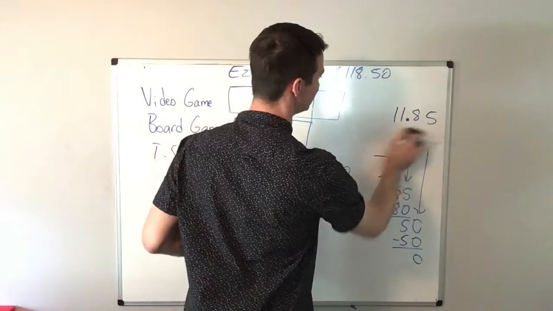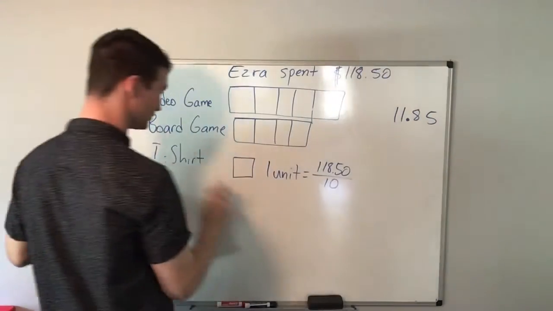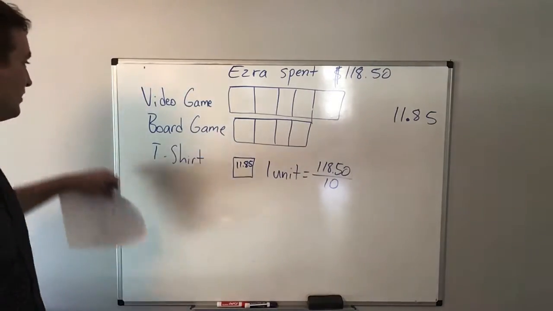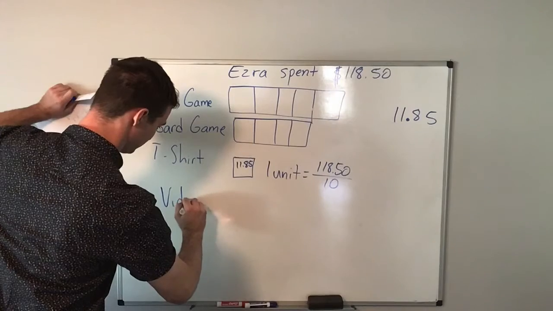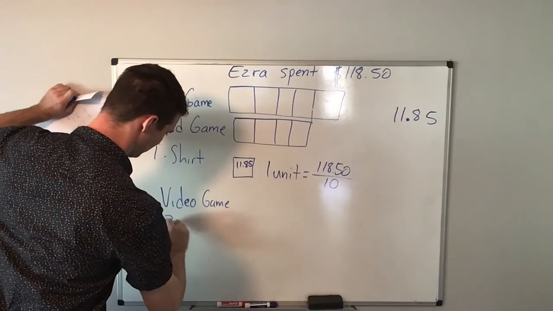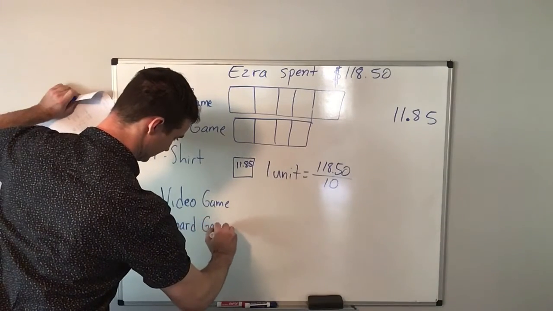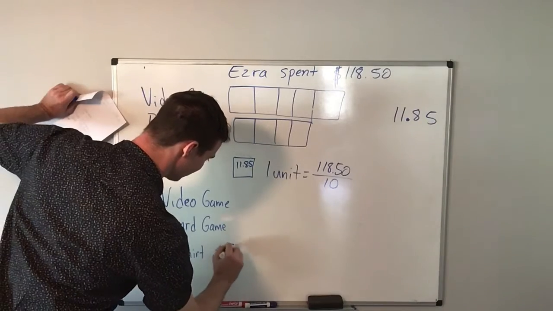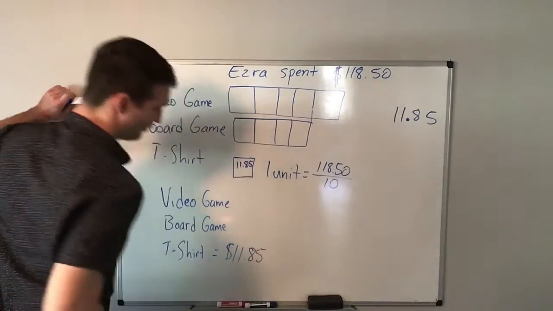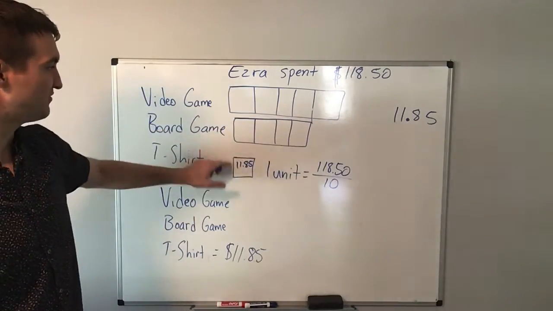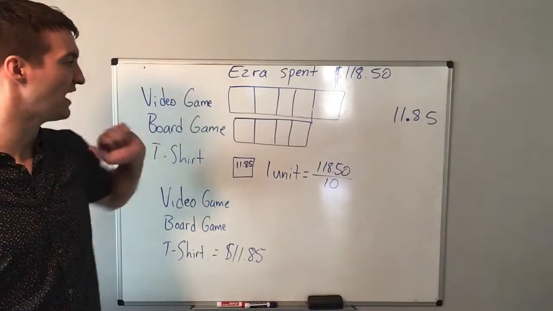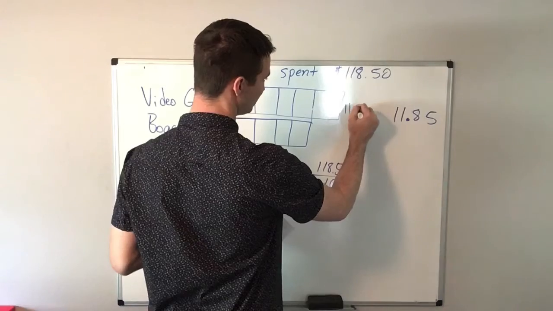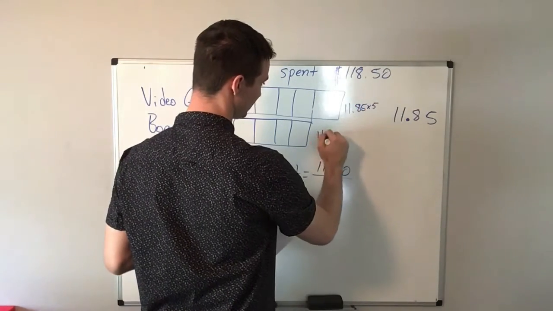So I know that just that t-shirt, since it was 1 unit, it's going to be $11.85. So I'm going to find all 3 of my items here. Video game, board game, and t-shirt. So t-shirt we know is $11.85. So that's my base unit. That's just 1 unit there. So I have to multiply $11.85 by 4 to get the board game, and then $11.85 by 5, 1, 2, 3, 4, 5, to get the video game. So this one, it would be $11.85 times 5. This one is $11.85 times 4.